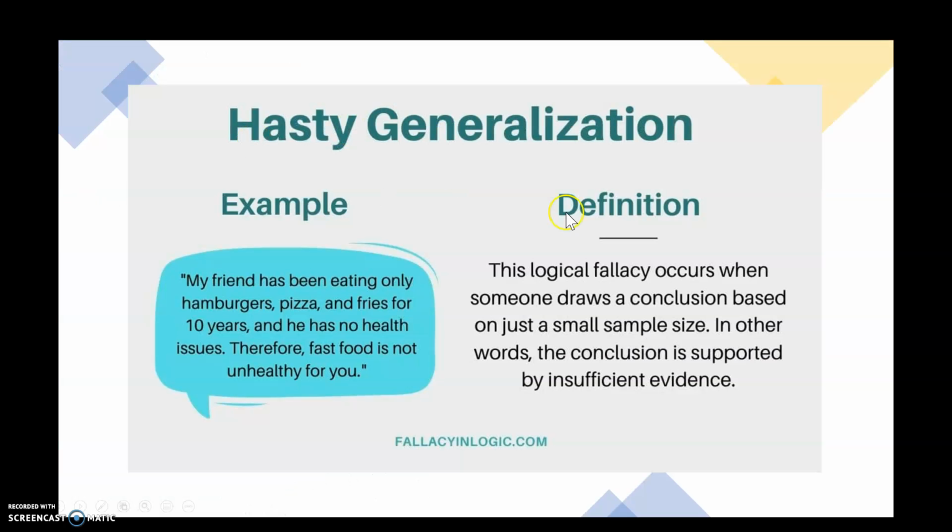So let's look at some of these. Here's some examples of them. So hasty generalization, an example. My friend has only been eating hamburgers, pizzas, and fries for 10 years, and he has no health issues. Therefore, fast food is not unhealthy for you.